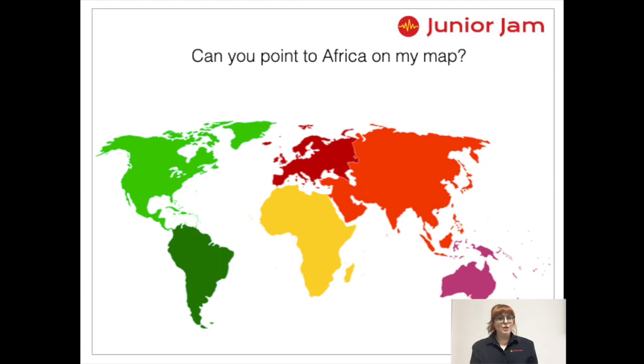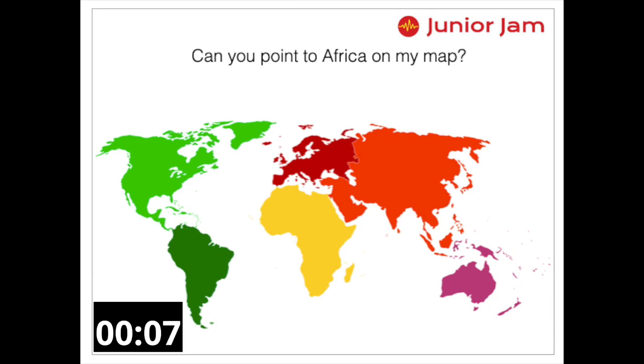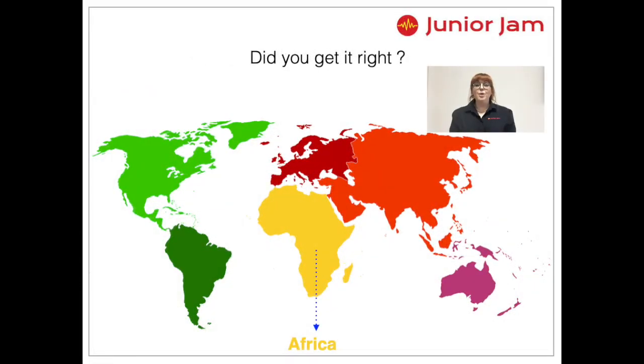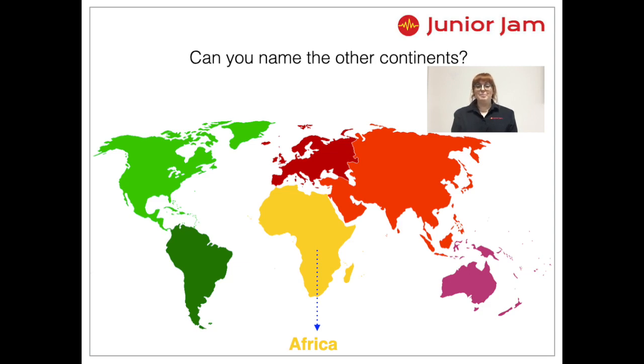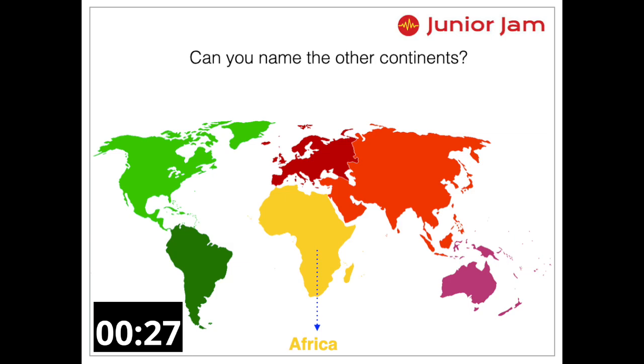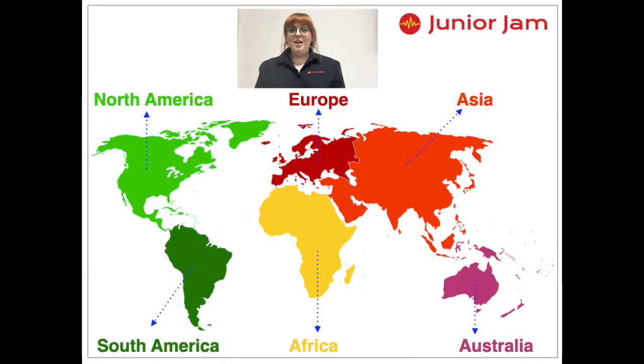Sound like when they're being played, do you think you know which part of this map is Africa? Well done. Africa is the yellow continent at the bottom. Can you name any of the other continents on this map? There are five other continents than Africa on this map: North America, South America, Europe, Asia, and Australasia. Did you get them all right?